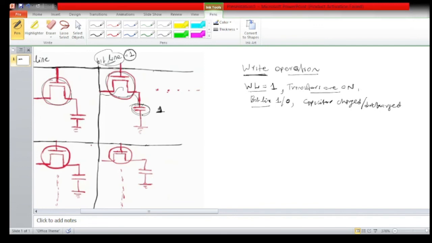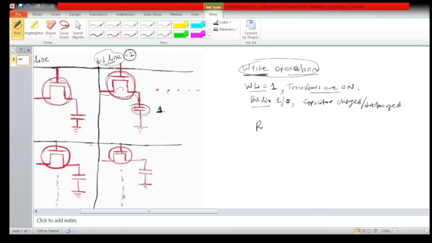If you want to store 0, then this bit line has to be connected to ground, and if the capacitor is initially charged, then that will be discharged, and the capacitor charge will become minimum, and in that state that can be considered as 0. That is how we write or store any data into this dynamic memory. This process is called the write operation.